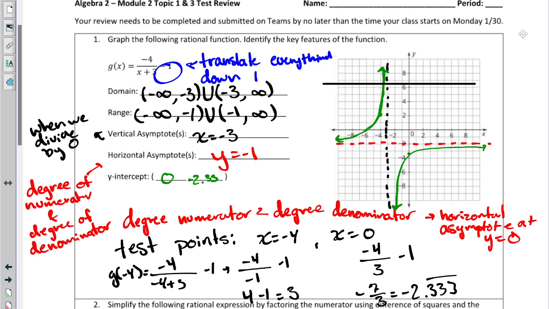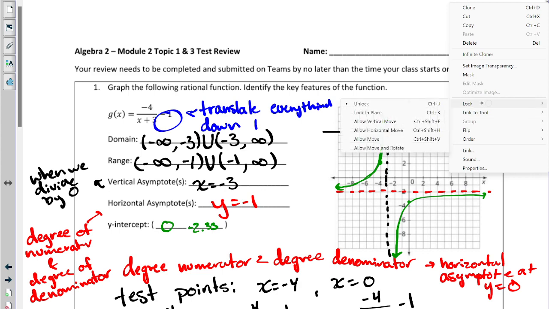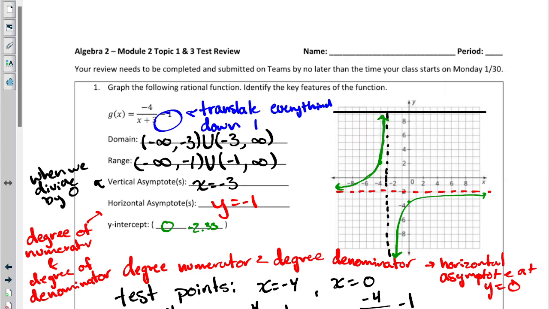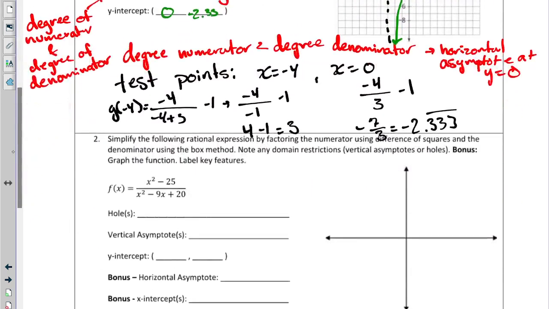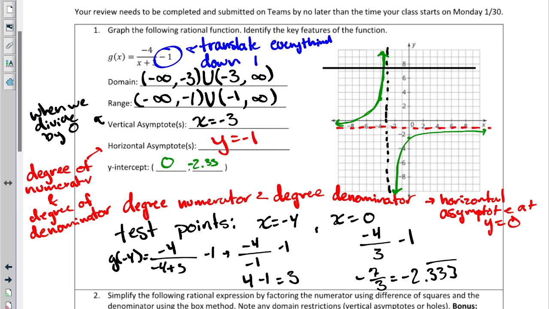I just need to lock this. Let me just lock this real quick. Let me just lock this. Lock in place. Now I can't move it around. Nice. Okay. So that's how you graph one that looks like this in transformation form. But my whole thing shifted around. Hold on. There we go.